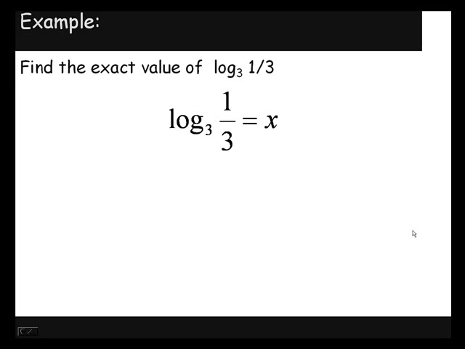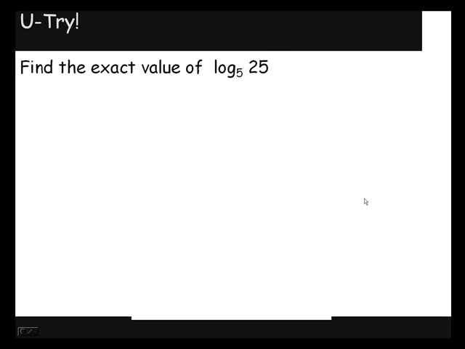Log base 3 of 1/3 equals x equals what? We're trying to figure out what this equals. Well, that's 3 to the x equals 1/3. 1/3 written in base 3 is 3 to the negative 1. The bases are the same, therefore the powers have to be the same. X equals negative 1. You try one. Log base 5 of 25. What does that equal?